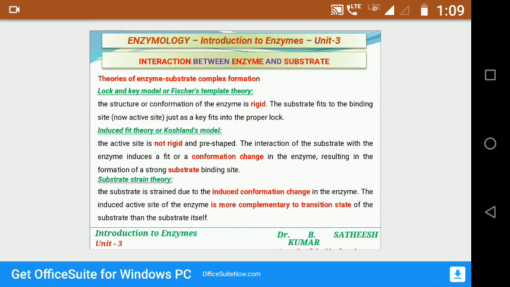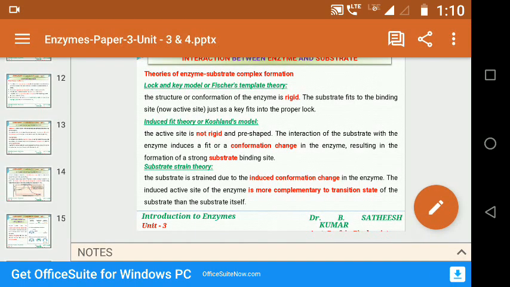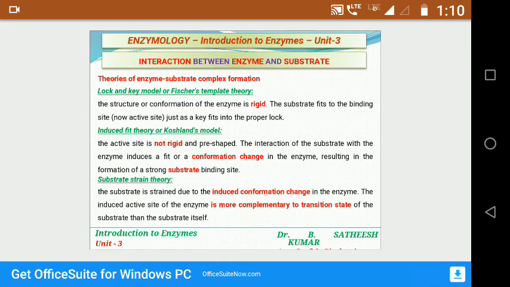Okay, so like a lock. If we try to fit the key in the lock, the key doesn't change the structure of the lock. Simply it fits into it. So in the same way, completely rigid. So this is the important point in his theory. The active site is rigid. So therefore, the substrate binds, fits into the binding site just as a key fits into the proper lock.